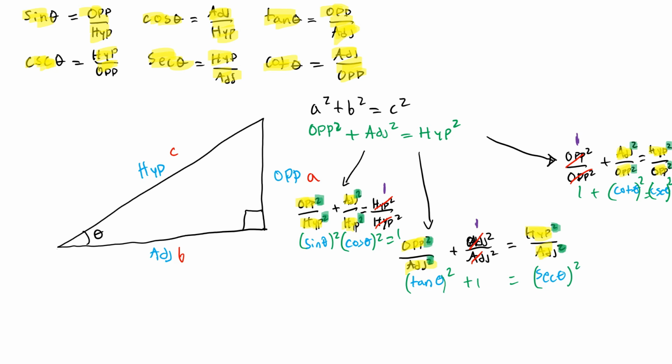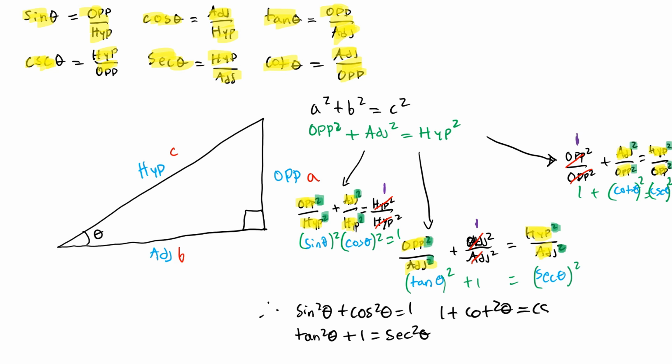So now we put the pieces together. Our first, therefore, sine squared of theta plus cosine squared of theta equals 1. Tangent squared of theta plus 1 equals secant squared of theta. And 1 plus cotangent squared of theta equals cosecant squared of theta. So, anyway, these are all of our Pythagorean identities. I was about to say all of our trig identities. That is so not true.